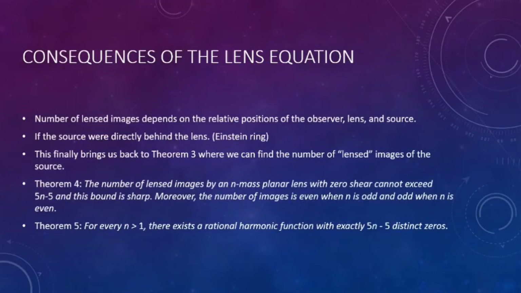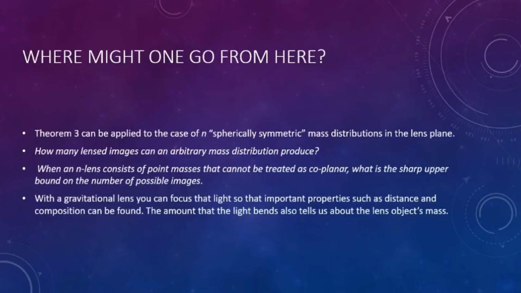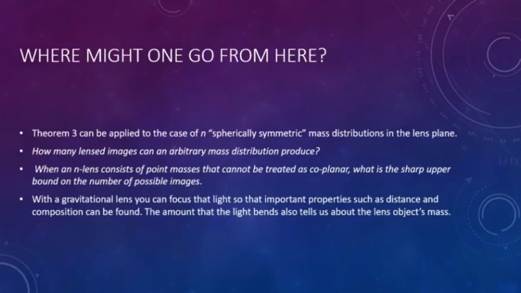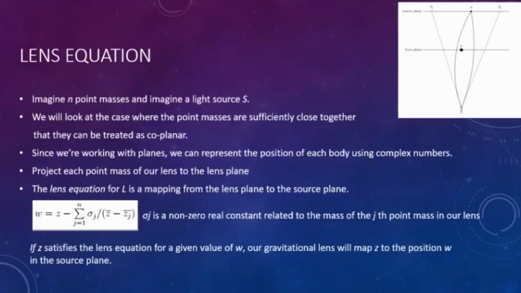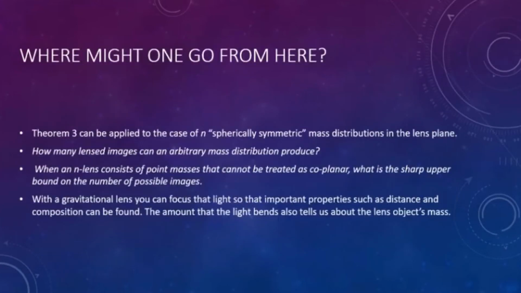This was studied by the same scientist who gave theorem 3. So where are we going with this? This can be applied to a lot of spherically symmetric mass distributions in the lens plane. We saw there's a lot of generalization here. We assume that the source, observer, and lens are in the same plane, and all the obstructions we see are spherically symmetric mass distributions, which is a very strict generalization. It does not apply to everything.